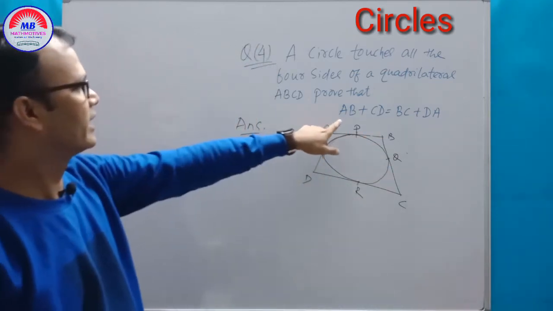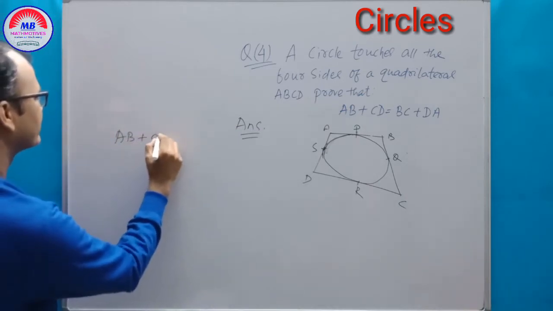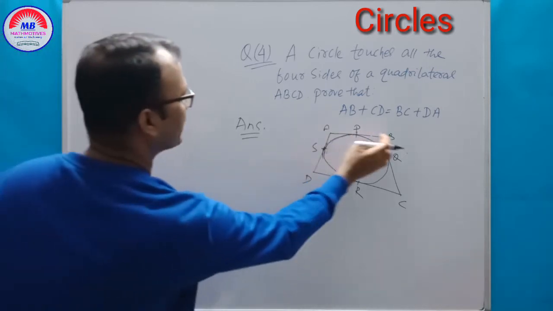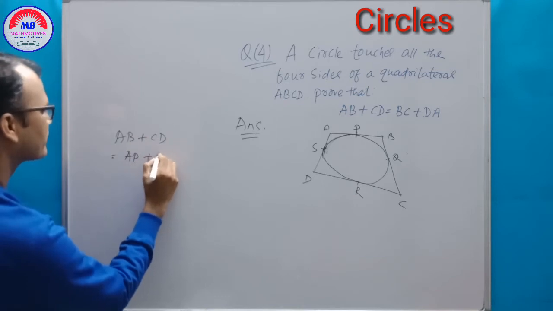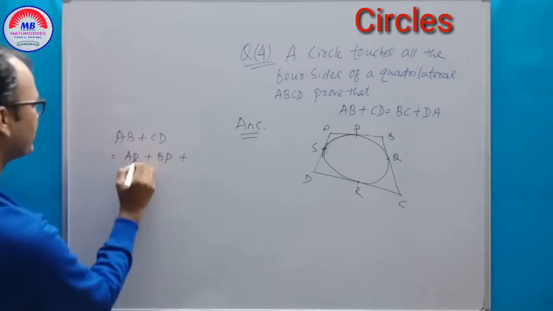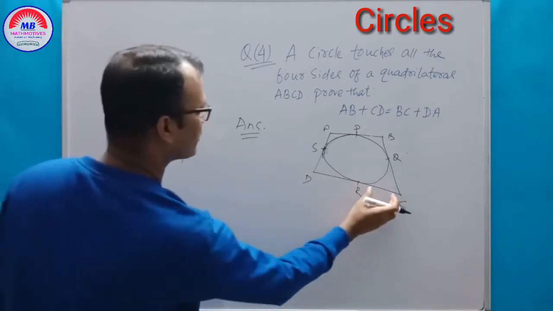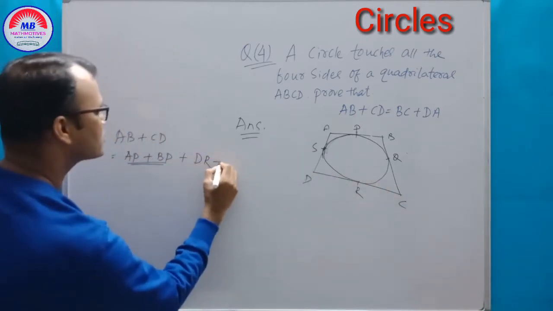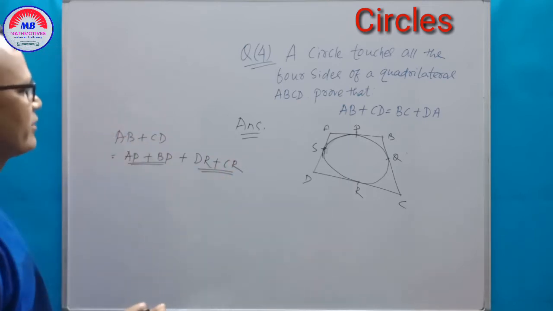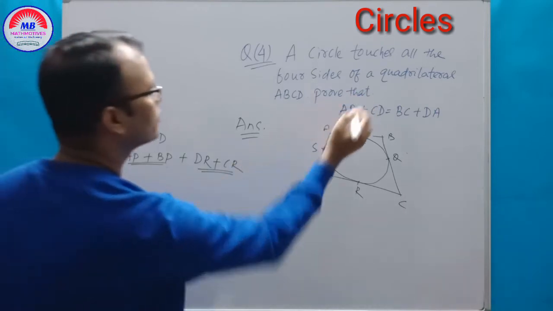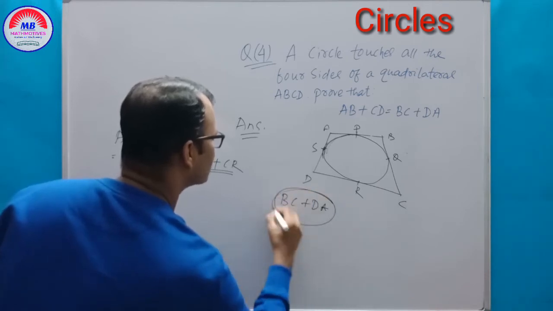What to prove? AB plus CD. First write AB plus CD. AB is AP plus BP. Now CD is DR plus CR. Now you see what to prove? We have to prove BC plus DA.